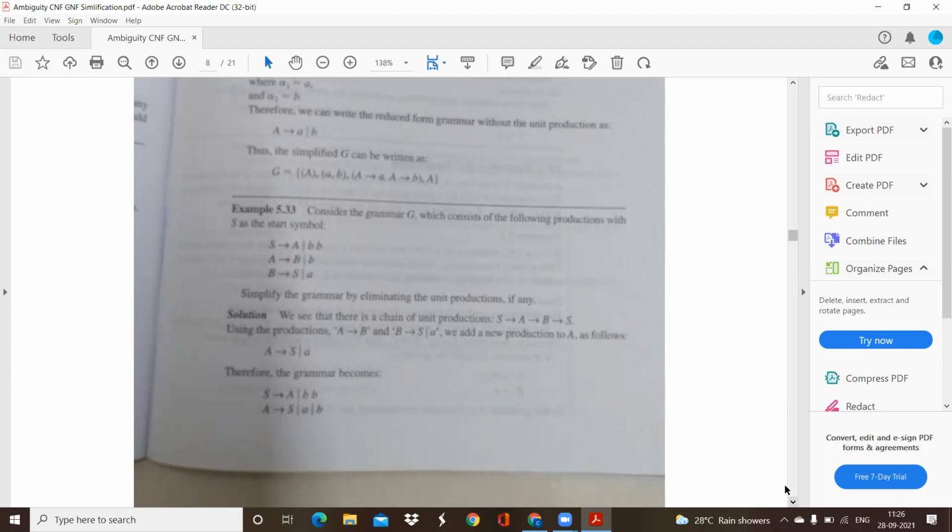If you want to remove the unit production, then this B you can remove, right? Because A produces B, B derives to S, right? So you can make it S derives S.